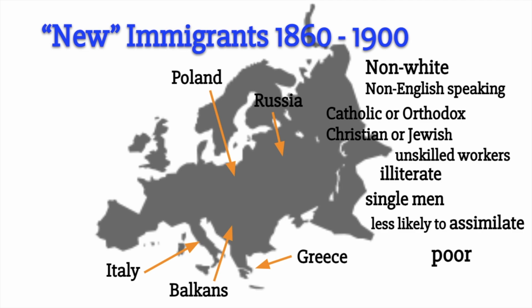Instead of coming over as a family unit, many of them were single men and were less likely to assimilate, and many were coming over rather poor. They didn't bring a lot of wealth with them. Much of their wealth went to paying for their trip from Europe to the United States. So we have quite a different type of immigrant coming to the United States, and to native white Americans, this was very scary and very troublesome that there were so many different people coming to the United States.